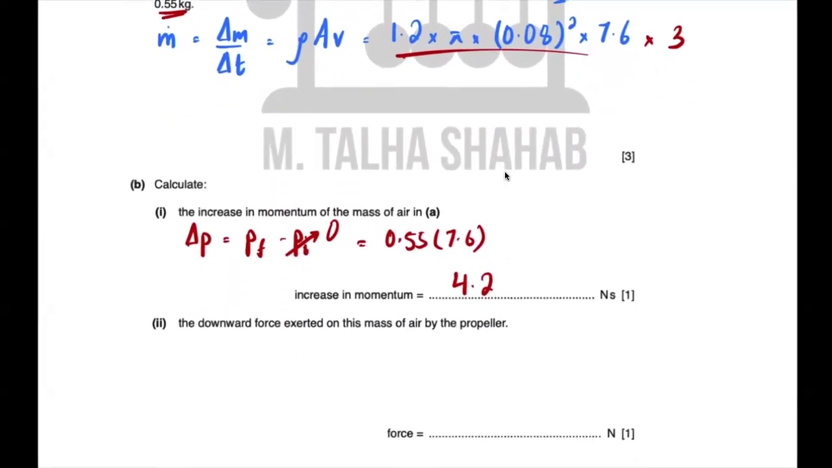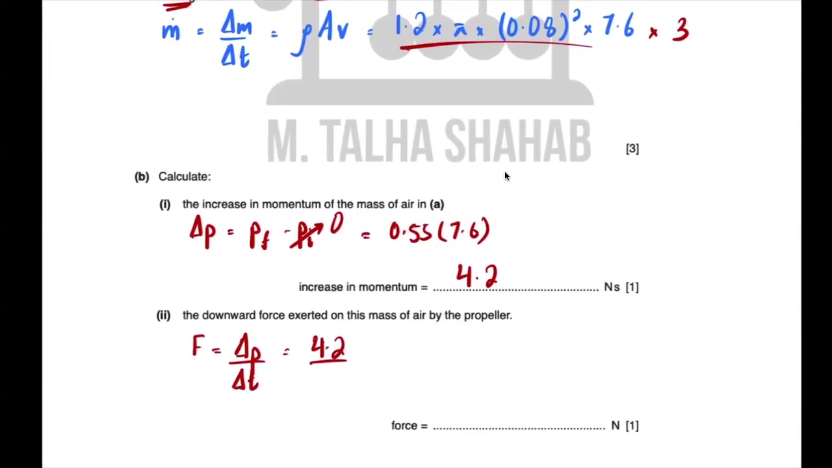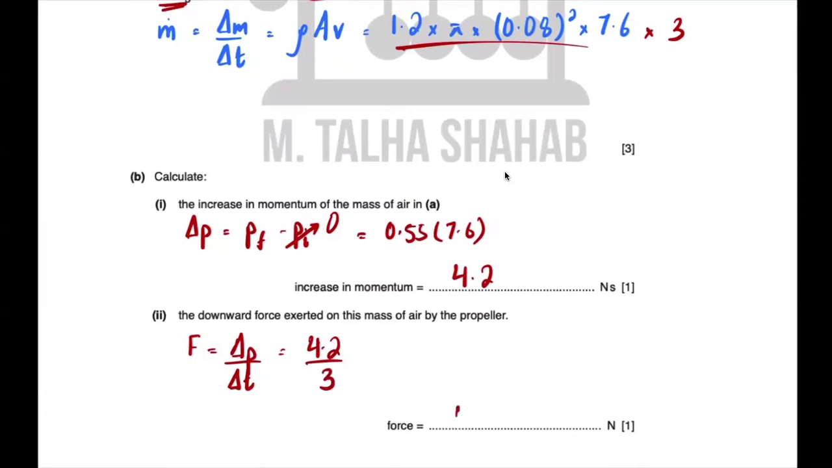Downward force exerted on this mass of the air by the propeller. So downward force F equals delta P over delta T. So 4.2 is delta P. Delta T is the time interval, which is 3, which I think is 1.4 Newton.